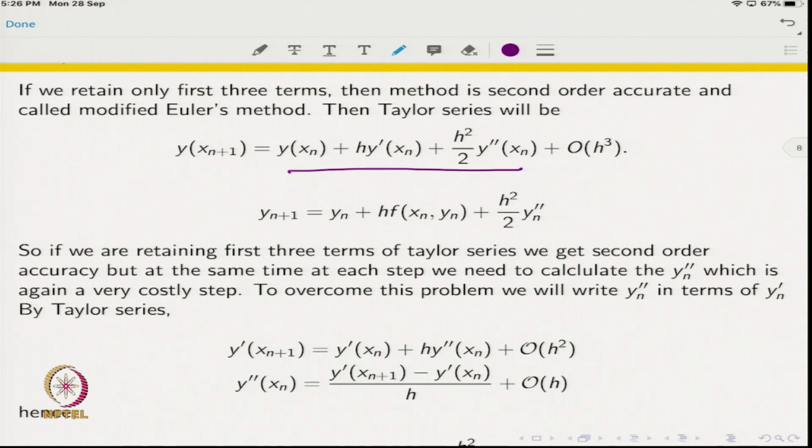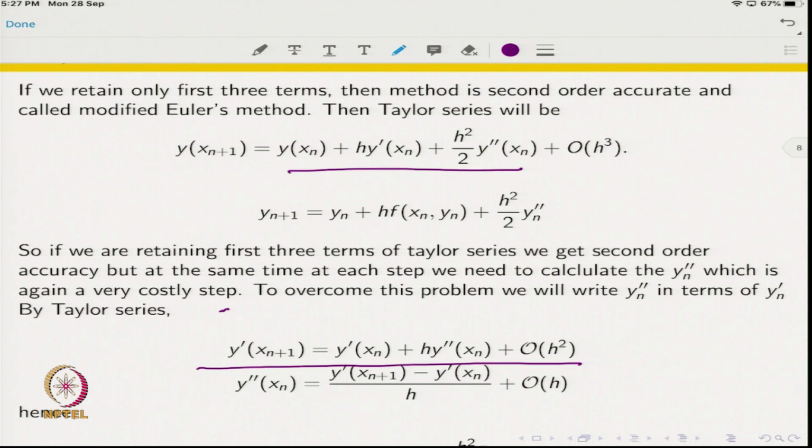If we are retaining the first 3 terms of a Taylor series, we get second order accuracy, but at the same time at each step we need to calculate y dash, which is again a very costly step. That is what I have already explained. So, to overcome this problem, what do we do? We write y dash in terms of y dash by Taylor series. So we are doing some manipulation in the Taylor series.